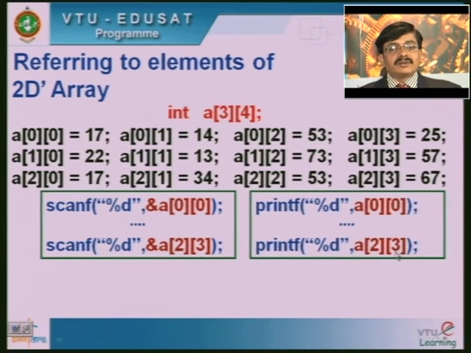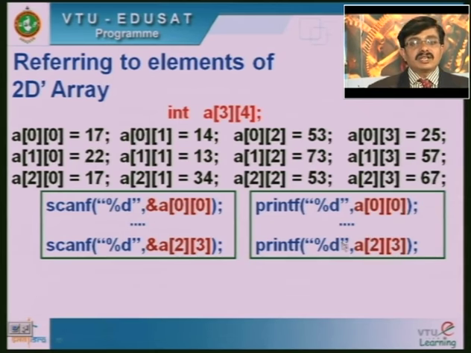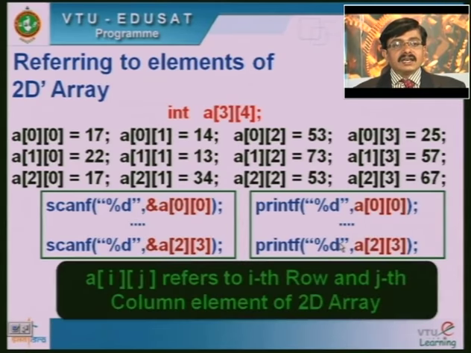The value 67 we are going to print with this, and with this we will be printing the value 17. Similarly, we can print the remaining elements of the 2-dimensional array. Thus, we can say that whenever we refer to a of ij, it refers to the ith row and jth column element of the 2-dimensional array.